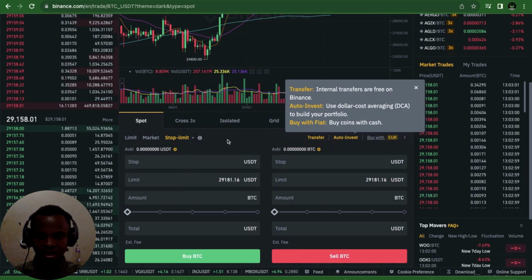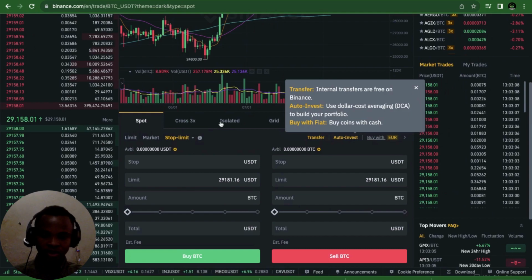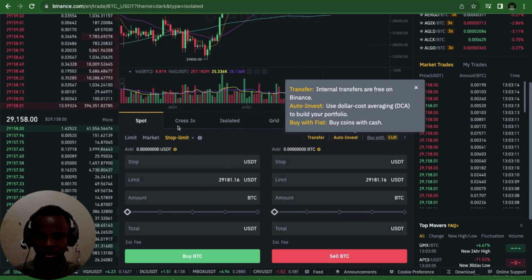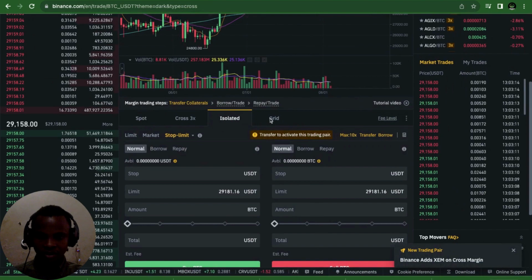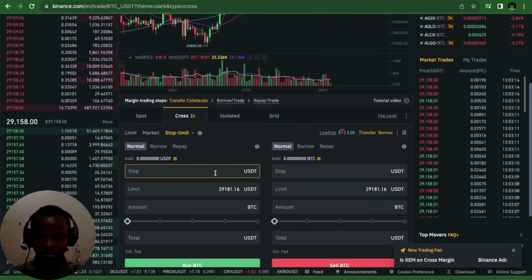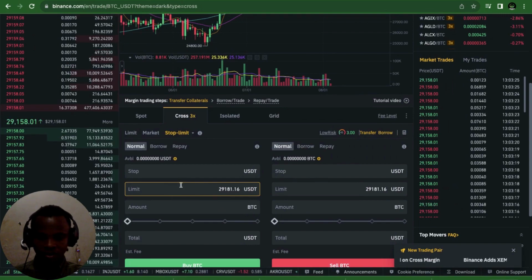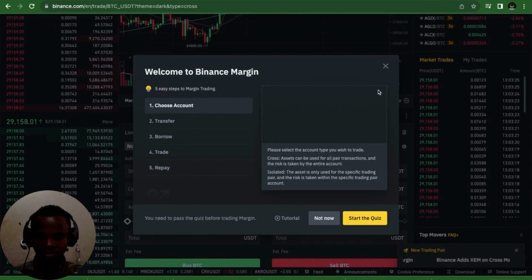Then the next thing here is you select your leverage, whether you want it to be isolated or cross. You can select the leverage you want here. You can also select here, you have your cross and your isolated. Isolated simply means that even if the market goes against you, you cannot incur a loss that will affect your remaining portfolio.